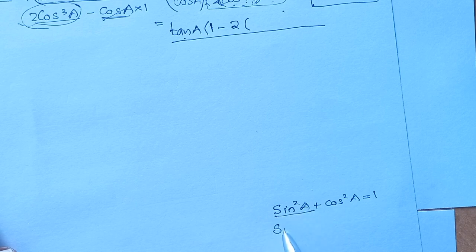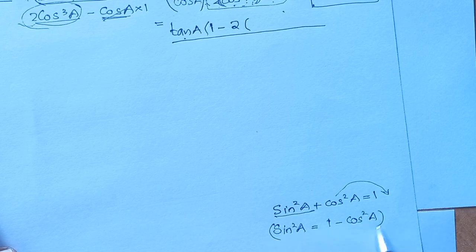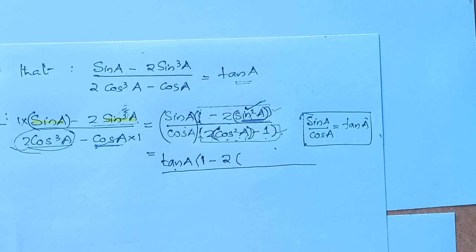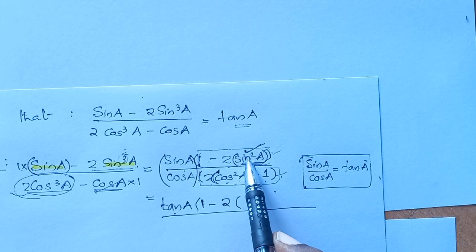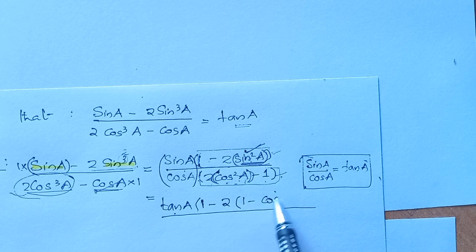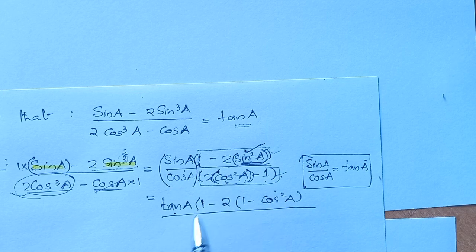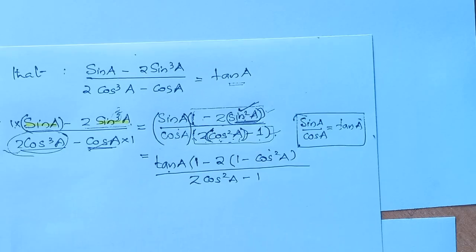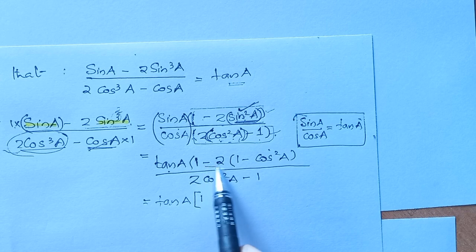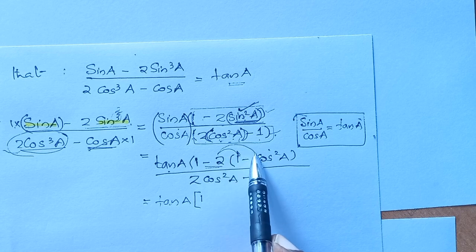From this, we can say sin square a is equal to, when you take cos square a to the right side, 1 minus cos square a. So sin square a can be replaced as 1 minus cos square a. That means this 1 minus 2 sin square a can be replaced as 1 minus 2 into (1 minus cos square a), all divided by the denominator 2 cos square a minus 1. That's equal to tan a into 1. Now let's take this minus 2 inside the bracket.